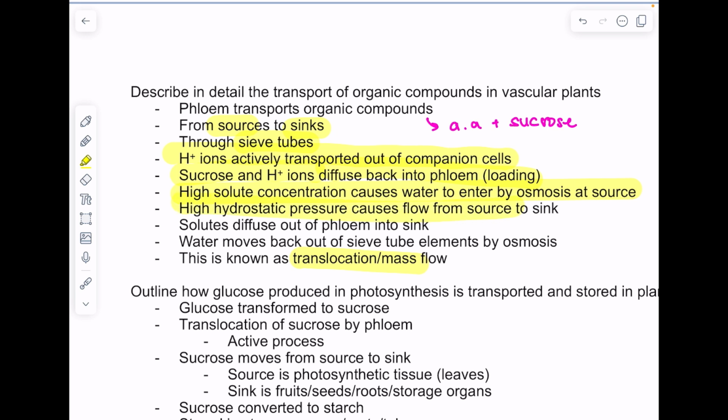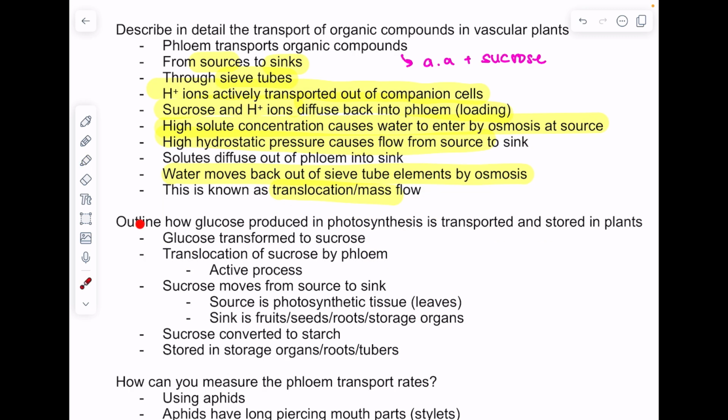And then remember, at the sink, we have a comparatively lower concentration of solutes, of sucrose, meaning that you have an increased water potential at the sink. So water leaves the sieve tube of the phloem and moves into the xylem by osmosis, and we call this translocation or mass flow. And then make sure in the exam if they ask you about glucose, so it says here, outline how glucose produced in photosynthesis is transported and stored in plants. Really, it's a question to do with how that glucose, which is turned into sucrose, is moved in the phloem by the process of translocation.